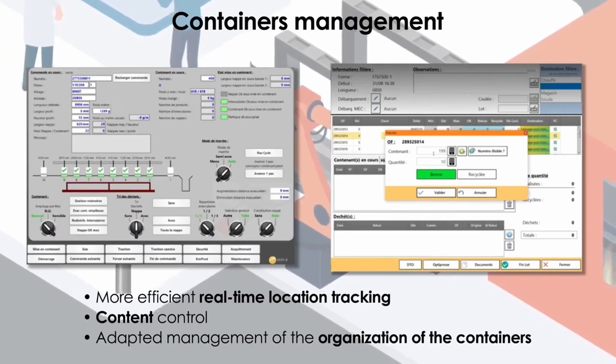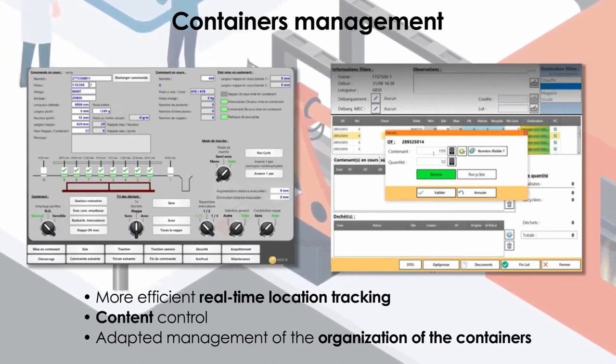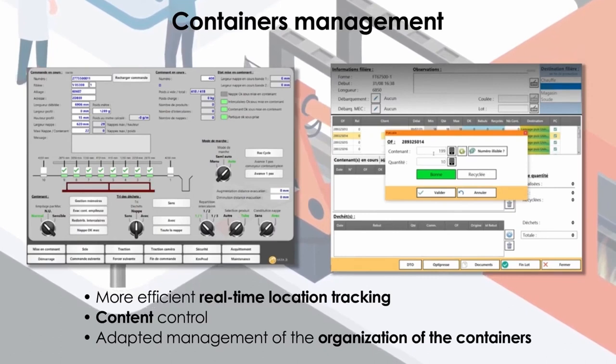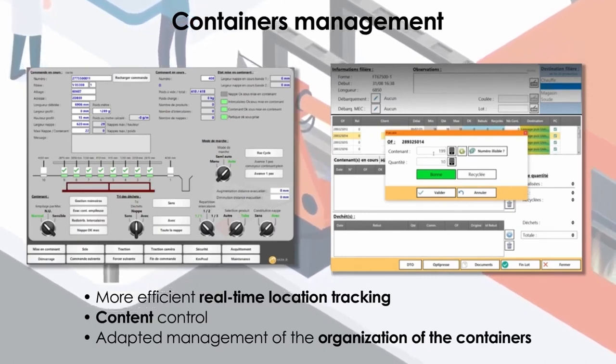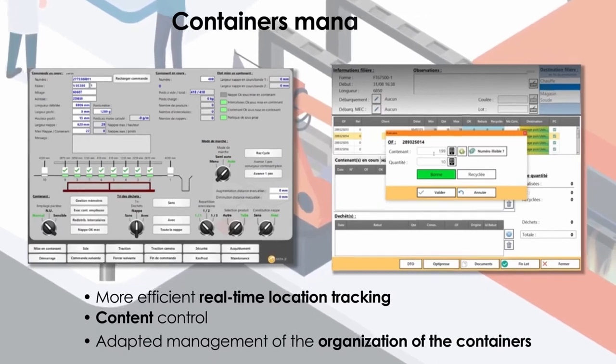KmExtrusion integrates the container management module for more efficient location in real time. Each container is weighed to ensure that the contents are correct. The characteristics of the profiles are associated directly with the tool and are visible from the screen.